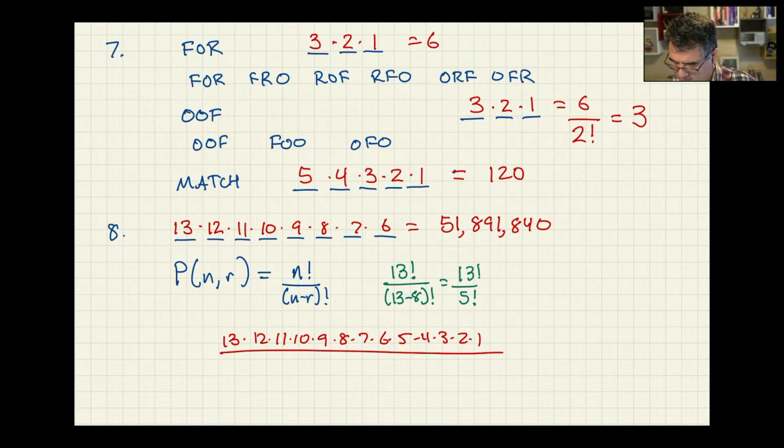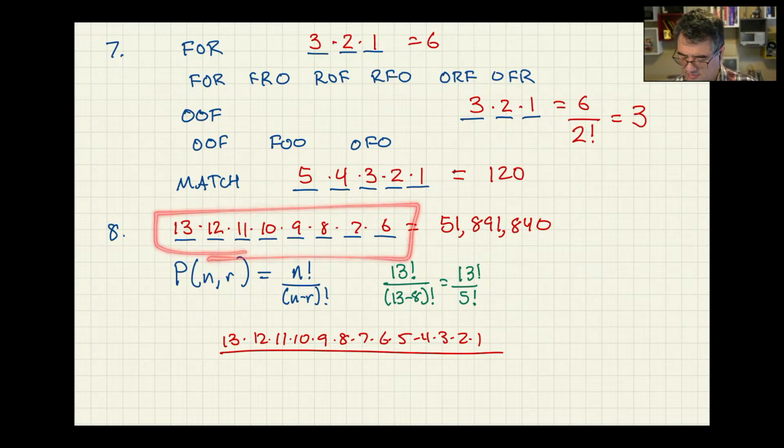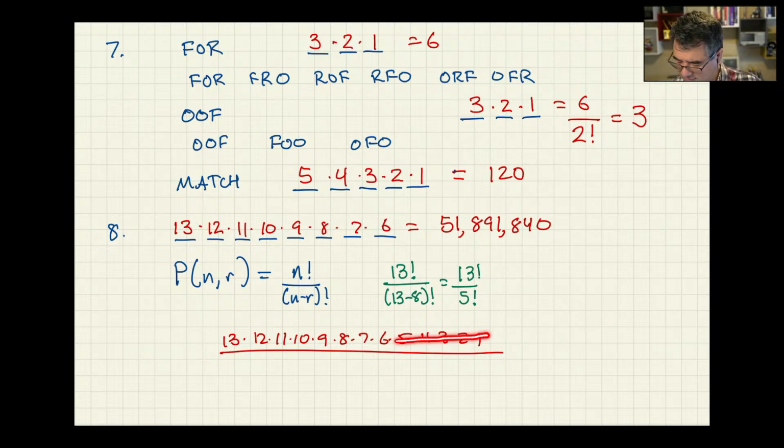And so in order to get to this set of numbers, 13 down to 6, what I have to do is chop off the 5, 4, 3, 2, 1 from the 13 factorial. And the way to get those to cancel out is to divide by 5 factorial. And when you do that, the 5 goes away, the 4 goes away, the 3 goes away, the 2 goes away, and the 1 goes away. And those all simplify just down to 1.